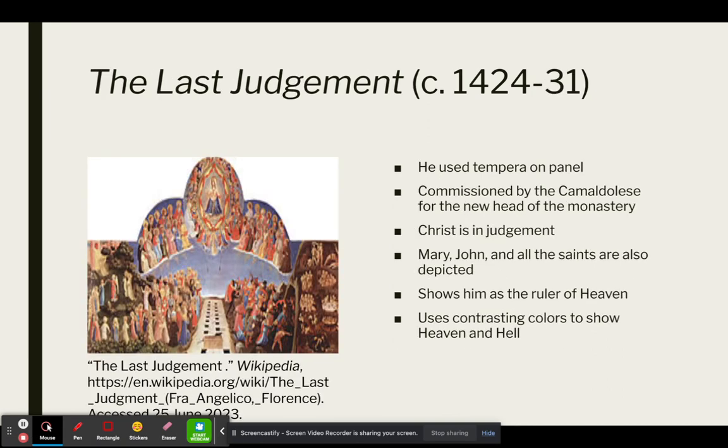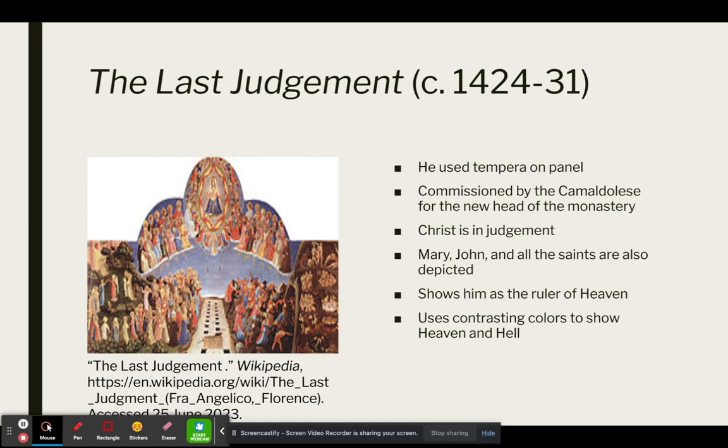The next painting is The Last Judgment. He used tempera on panel, which is either wood or metal. It was commissioned by the Camaldolci for the new head of the monastery. We can see that Christ is in the middle and is in judgment. Mary, John, and all the saints are also depicted around him. The angels around him also show that he is the ruler of heaven.